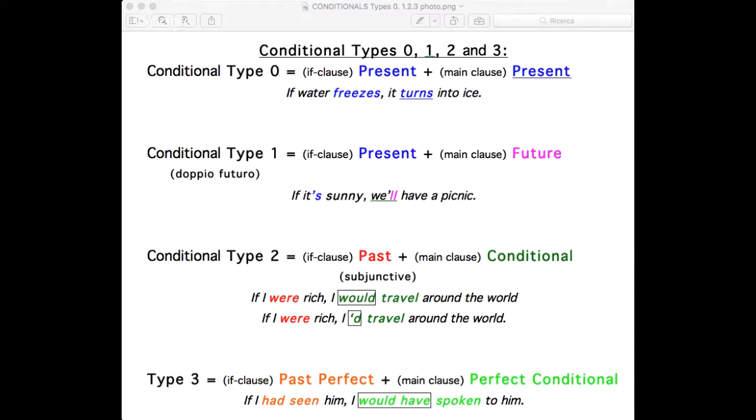Okay, so let's go through it once more. If water freezes, it turns into ice is a truth. If it's sunny, we'll have a picnic. Something depends on something else. It's a condition. If I were rich, I would travel around the world. Well, I'm not rich, but I would travel if I had the possibility. And something which didn't happen, but I want to explain how I would have behaved if it had happened is, if I had seen him, I would have spoken to him.